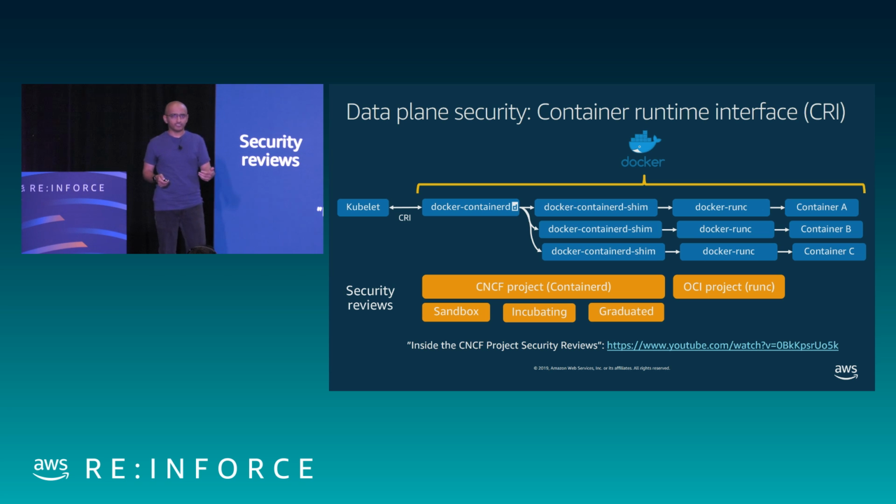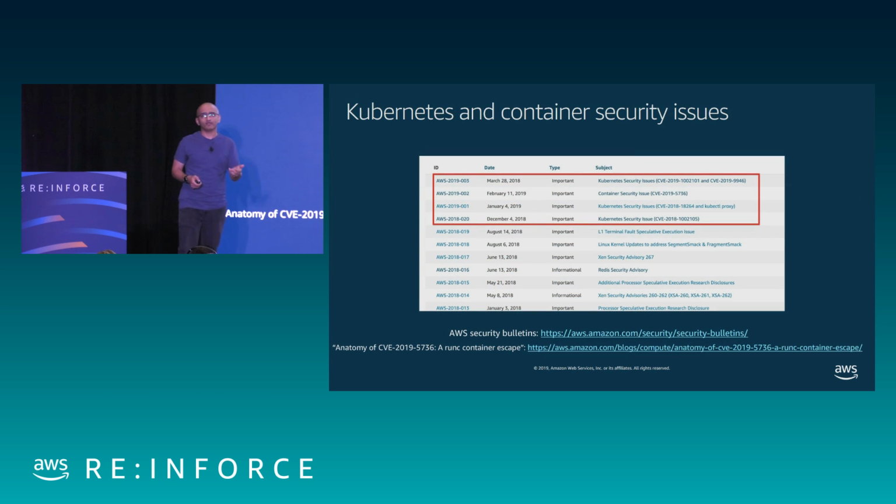Now, having mentioned runc, you might be aware of this vulnerability which came out in February, and we published a security bulletin around it. So there have been a few Kubernetes and container security issues lately, which we have published and communicated to our customers. We also published deep dive analysis. In this case, for runc, we had a blog, which was a really deep dive analysis of the actual vulnerability. And this is something you can fold into your threat model as well.